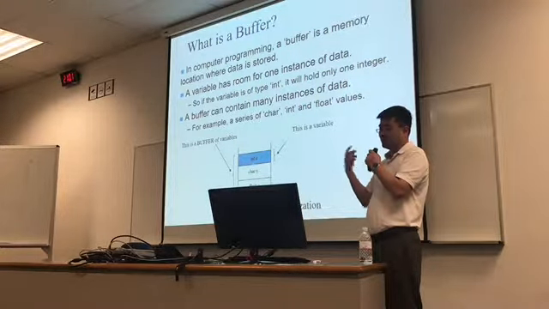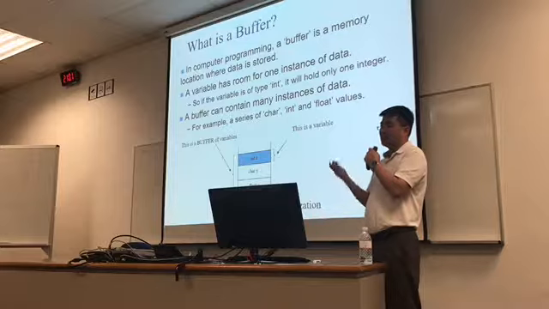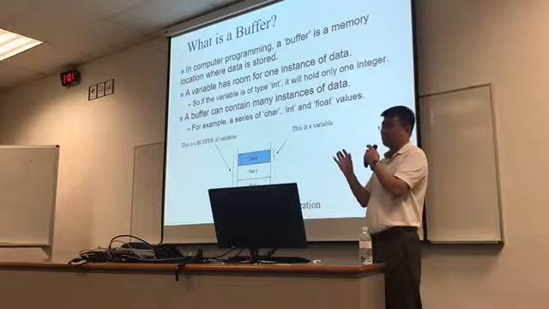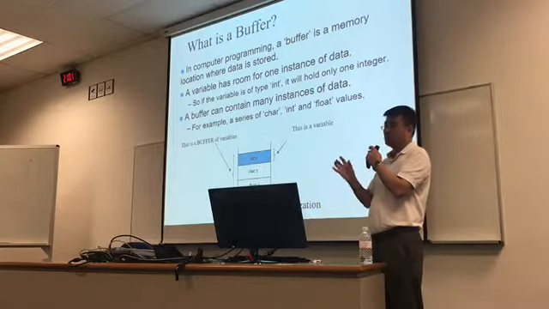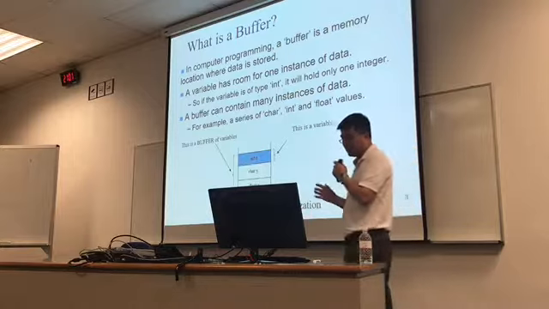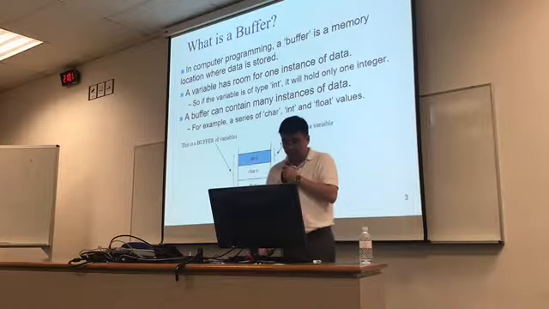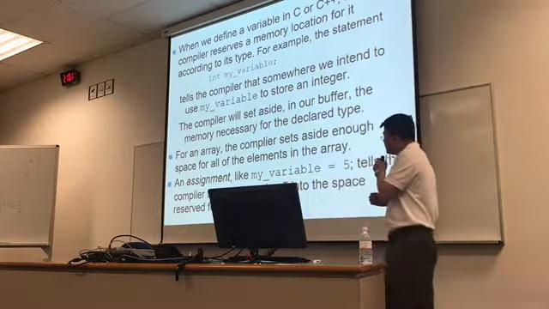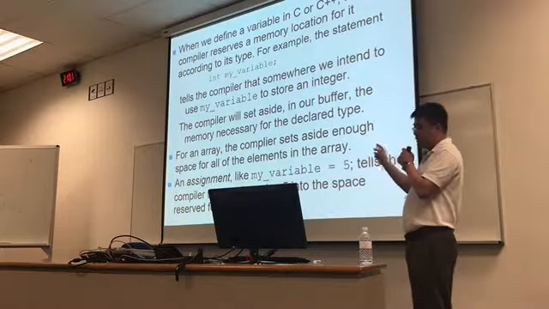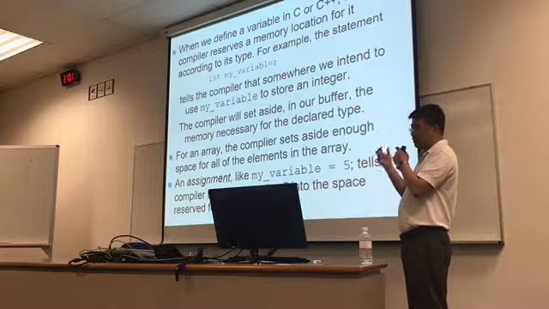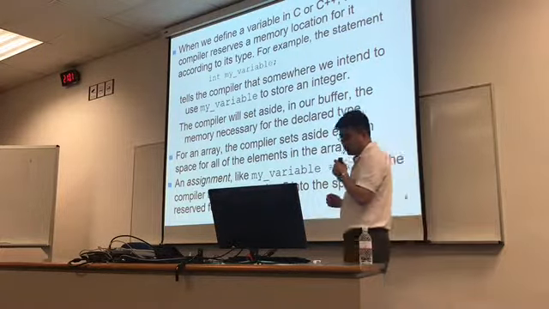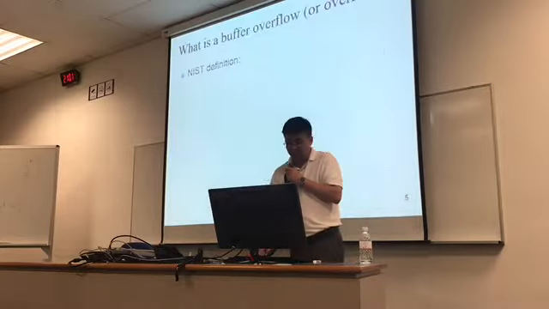So when you write a program, you declare an integer, character, string, or character array. Basically the system will allocate some memory for each variable when you run the program, right? So the buffer is where you store the variable in the memory of the computer. If you assign some value to a variable, then the value will be written to that particular location in the memory, right? So this is the definition of a buffer.